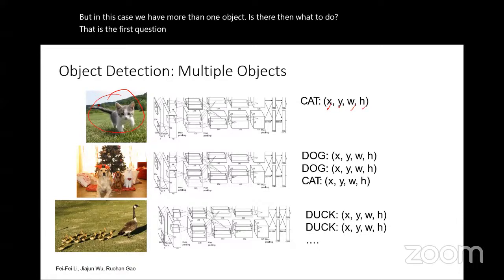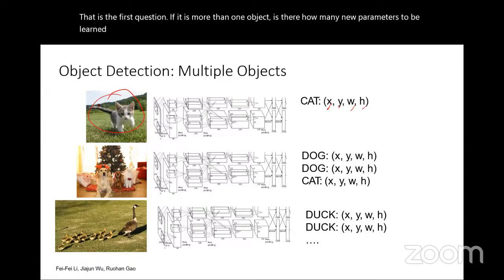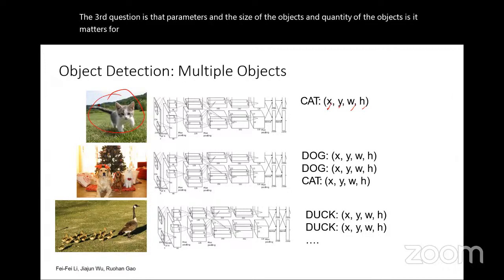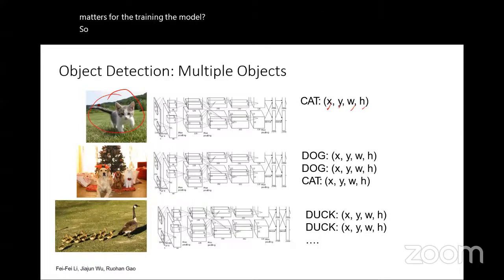If there is more than one object, how many new parameters are to be learned? That is the second question. The third question is whether the size of the objects and the quantity of the objects matter for training the model. So all these factors motivated us to go and see in detail the object detection concepts.